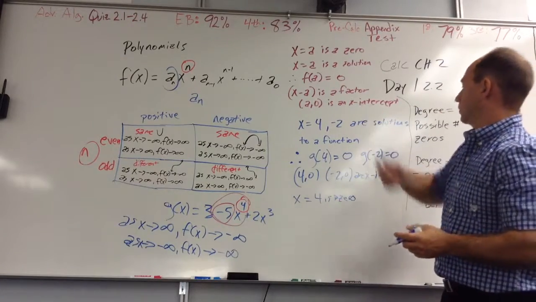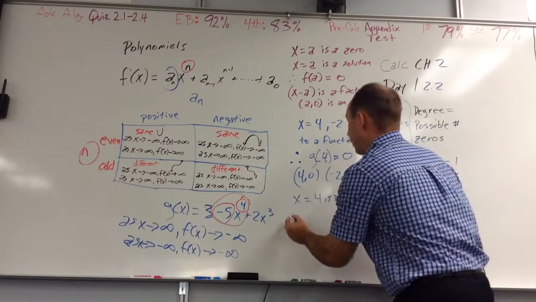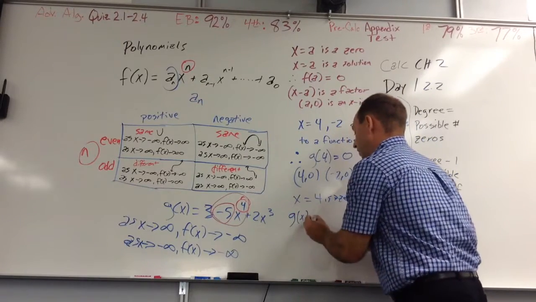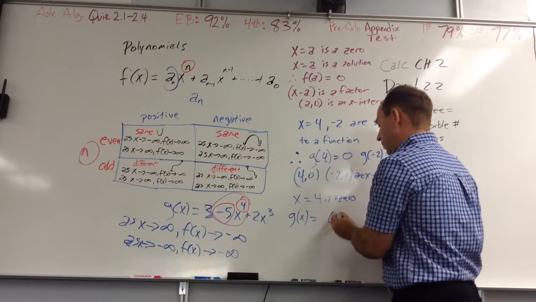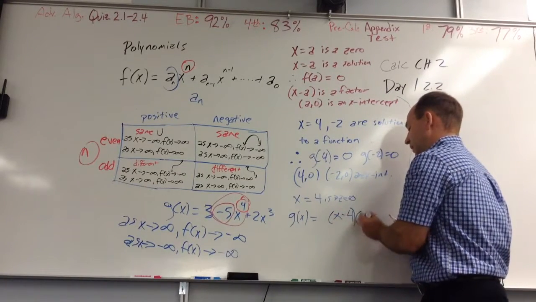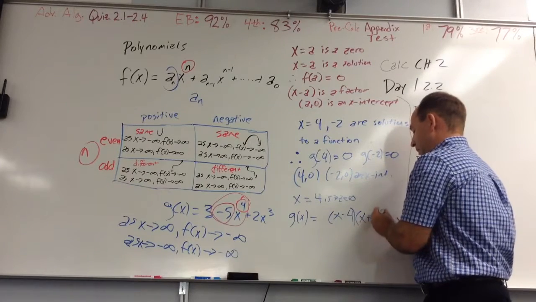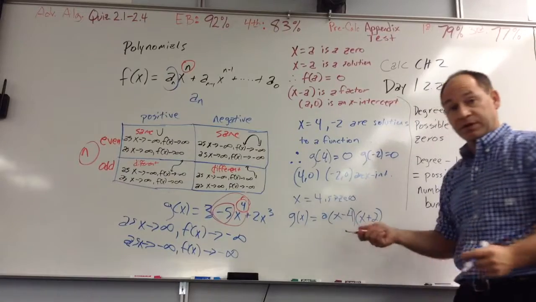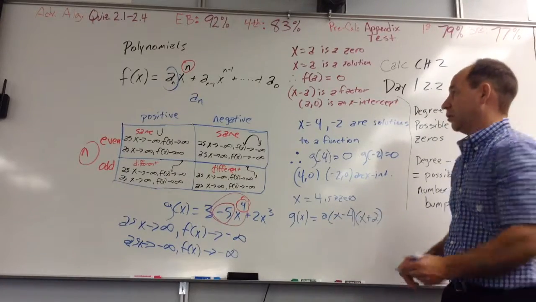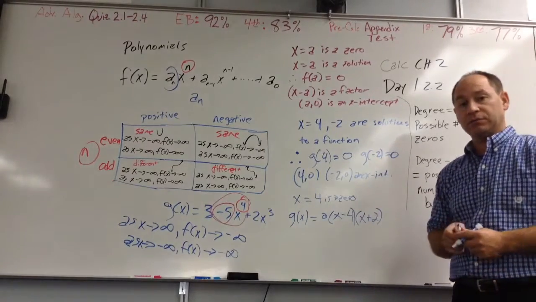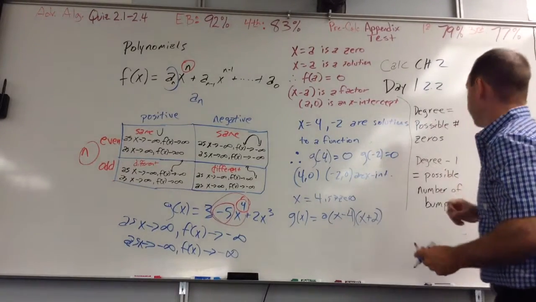And it also means that if I were to write g of x, I know that I can write this, I might have something out in front, but I know that x minus 4 is a factor of it, and x plus 2 is also a factor. Now there might be some other leading coefficient that we have to deal with here, a, we'll call it, for the leading coefficient, but we know that this will happen because that was a zero. So that's important things to remember.